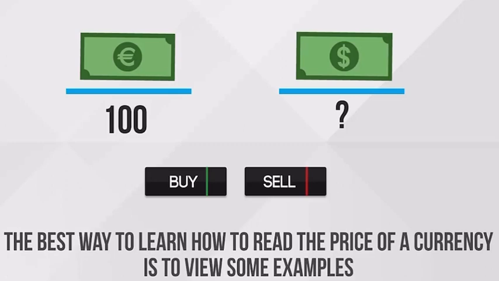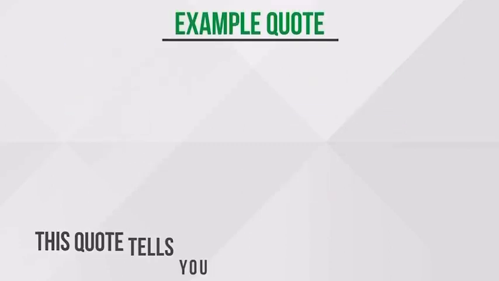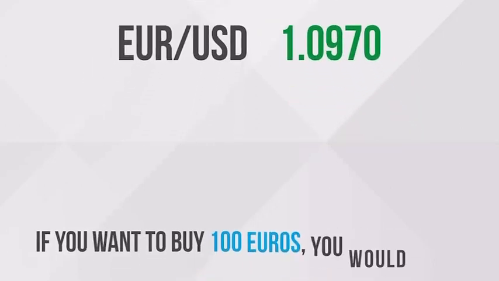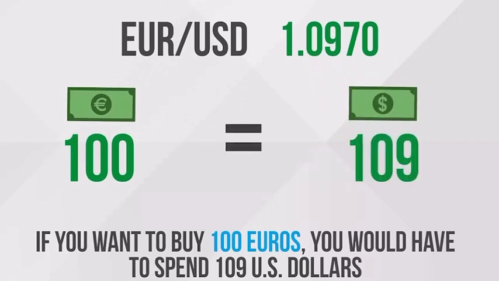The best way to learn how to read the price of a currency is to view some examples. This quote tells you that 1 euro can be purchased at 1.09 US dollars. If you want to buy 100 euros, you would have to spend 109 US dollars.